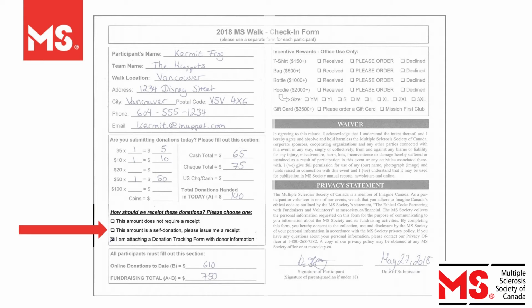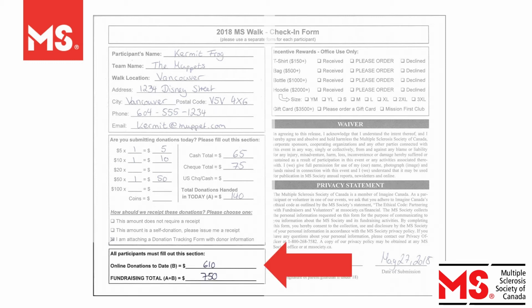If they are only making a self-donation and not bringing any donations from other donors, they can check the box that says this amount is a self-donation. We will issue them a tax receipt for the full amount. If they need tax receipts for other donors, they will need to check the 3rd box and attach a donation tracking form.